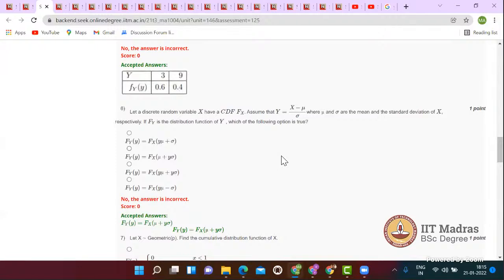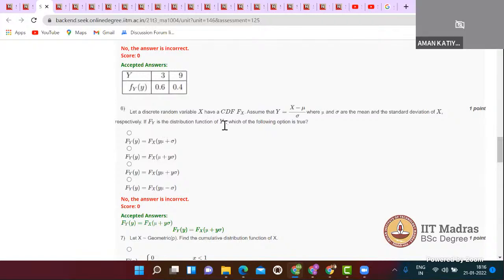Let a discrete random variable x have a CDF of Fx. Assume y is equal to x minus mu upon sigma, the standardized variable. Then if Fx is the distribution of x, which of the following is true for Fy, the distribution of y? So you just have to write x in the form of y and replace x with y. So write x is equal to sigma y plus mu. To make the function for y, you are asking for Fy, right?